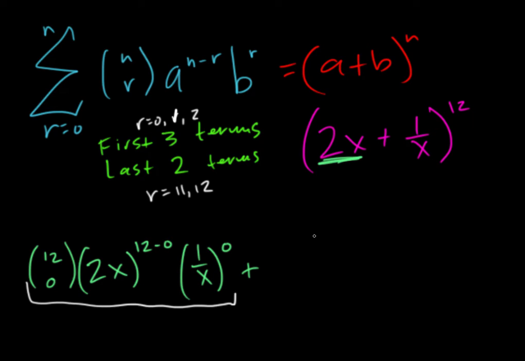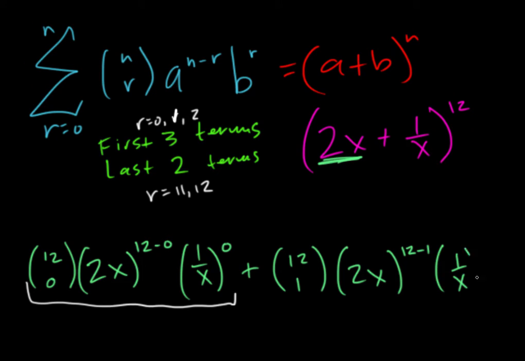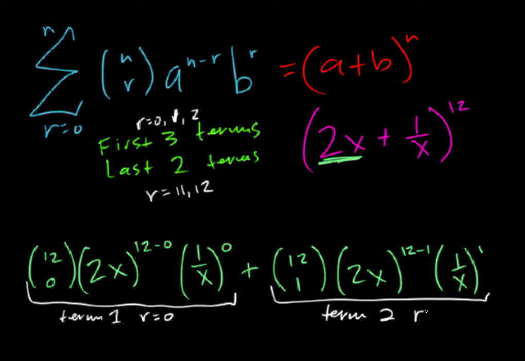Now the second term, our n is fixed, but our r is going to move up to a 1. 2x, 12 minus 1, and then 1 over x, and 1. Okay, so this is term 1, term 2, but r equals 0, r equals 1. Alright, then we're going to add the next one.